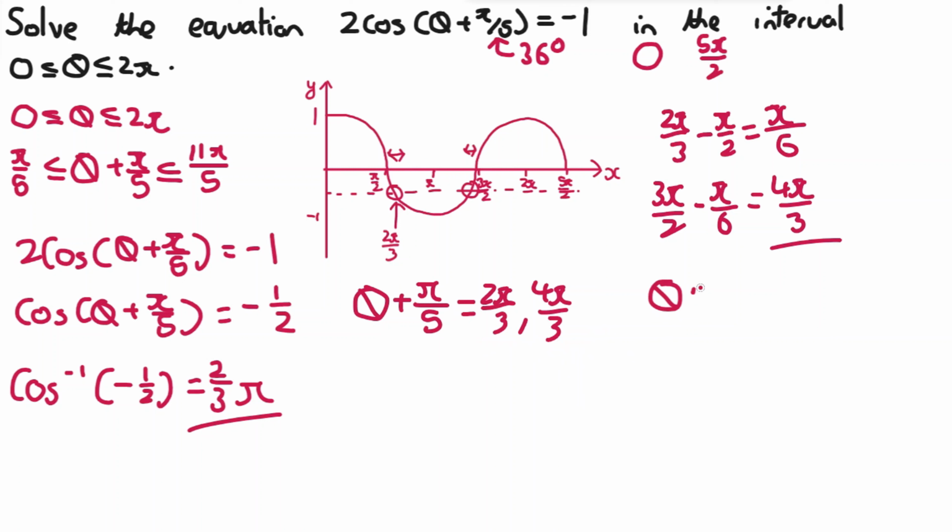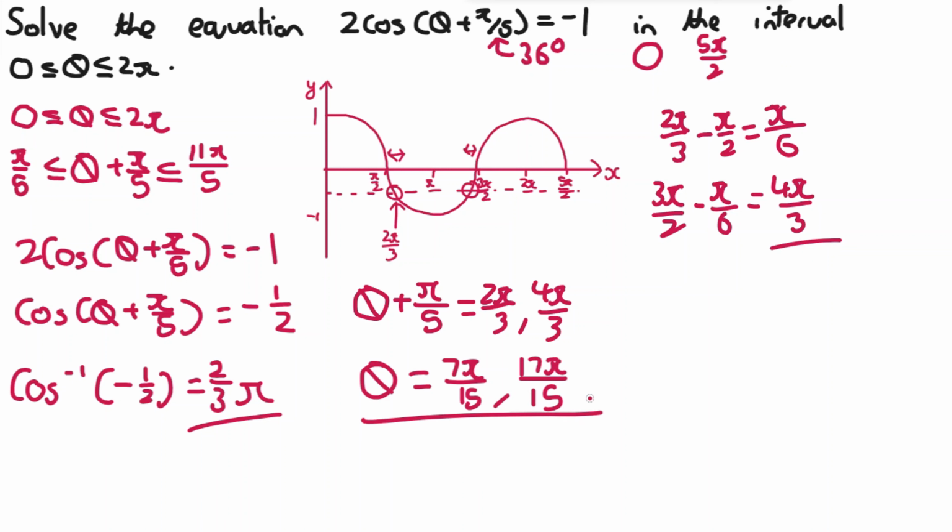And now what we need to do is we just need to minus pi over 5 from all these values, because remember, we basically just need to rearrange the equation. So for example, if this was equal to 2 pi over 3, we need to move this pi over 5 onto this side here. So we need to minus pi over 5 from both of these. So theta is equal to, and if you put these both into your calculator, you get out values of 7 pi over 15 and 17 pi over 15. So these are the two solutions for theta.